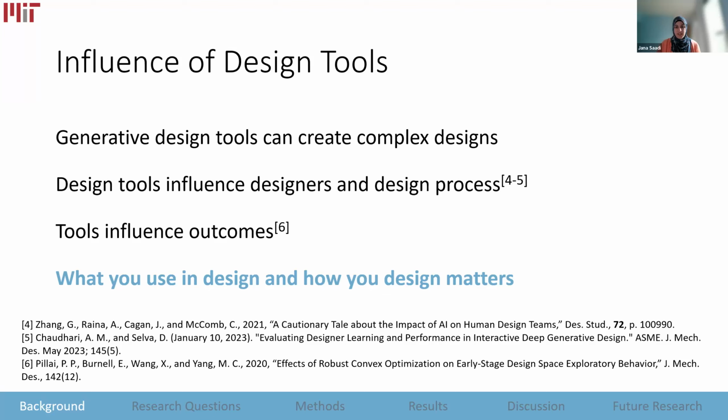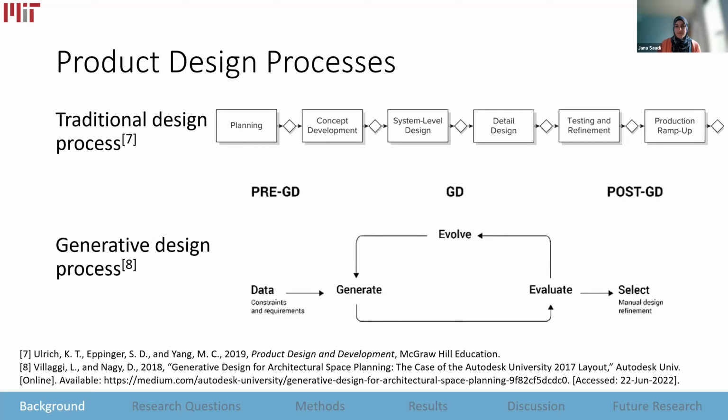Previous research has shown that design tools in general can influence the way designers approach processes, and computational tools have this potential to influence design outcomes. So this really illustrates that what you use to design and your process to design does matter. And so our paper seeks to understand more about this generative design process and what influence generative design tools can have. There have been some suggestions for what this generative design process may look like and how it could differ from a more traditional process.